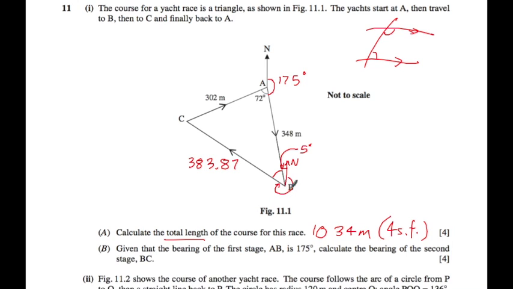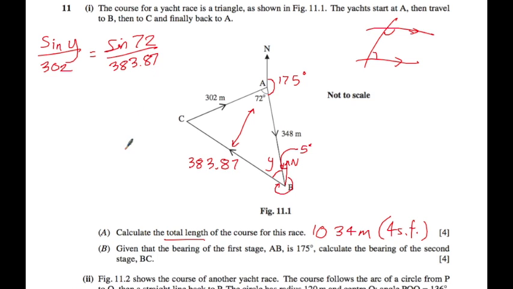So on this question now, we actually know an angle-side pair, so we can use the sine rule. So I know that sine, let's call this angle y, sine y over 302 will equal sine 72 over that 383.87. I've actually got that exact number in my calculator, so I'm going to input it in as answer.